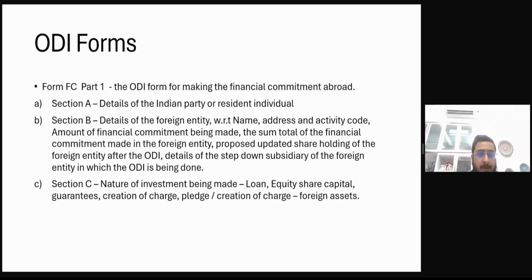Section C basically speaks about the nature of investment being made, whether you are doing an ODI in terms of a loan, or whether it's equity share capital, whether it is by way of guarantee, or whether you're creating any charge or pledge, or creating a charge on any foreign assets. There you have to mention what is the nature of the ODI being made.